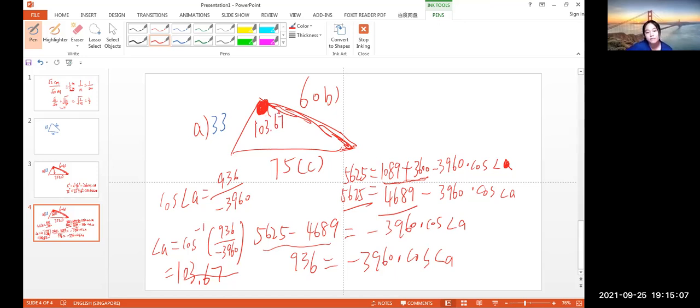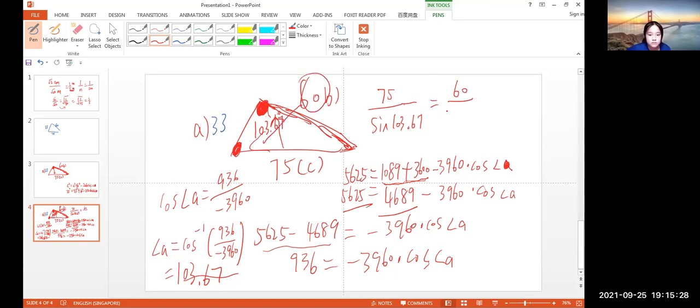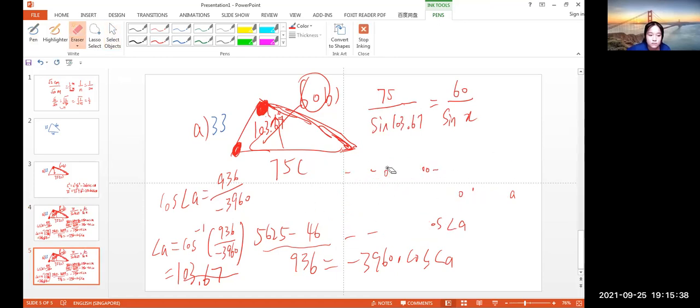So once you get this part right, they say they want this one. That means you need to find out this one. To find out this one, you just do 75 over sine 103.7. This one opposite this one equals 60. So 60 is to this, right? So it's sine angle. Okay, with this, let me go to the next page. I erase this. You do it part by part. So you get your X already.